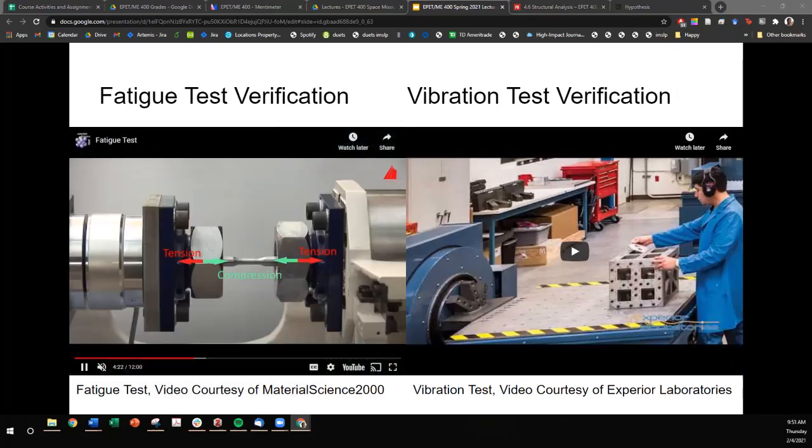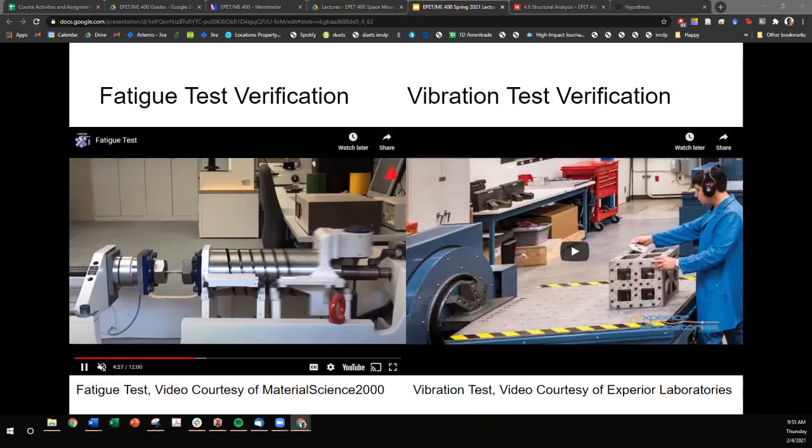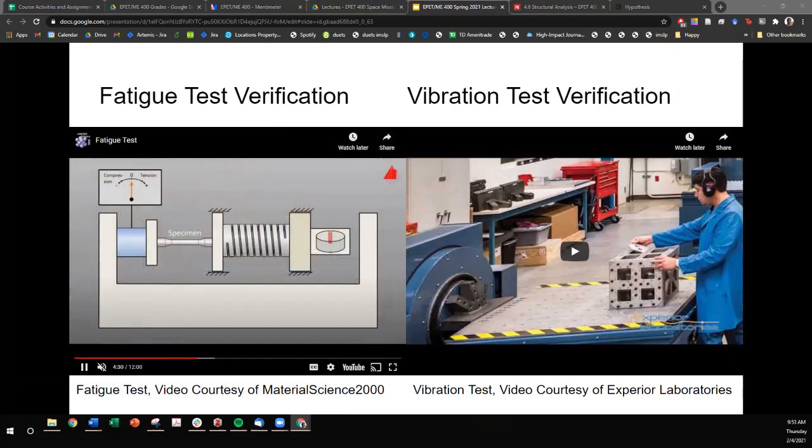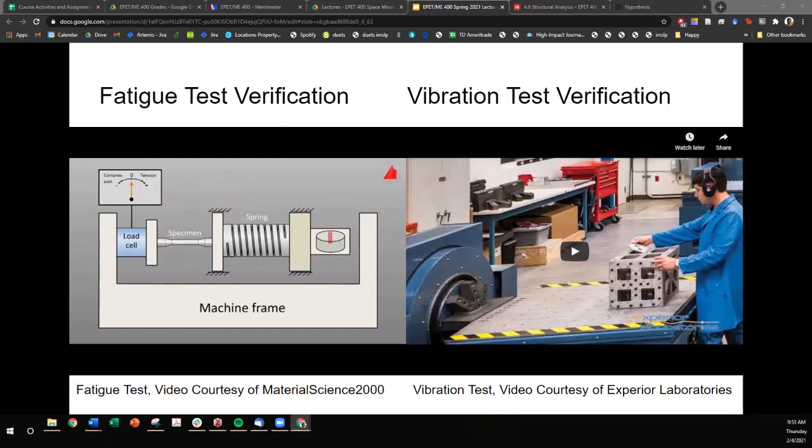And then there are fatigue tests, which are cyclic loading. So you'll see here that there's a sample that's being stretched, then compressed. And every sine wave of that loading counts as a cycle. And you want to see at that minimum load and maximum load over how many cycles will the specimen fail.